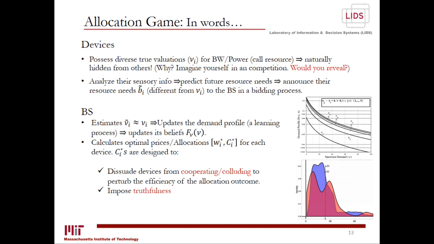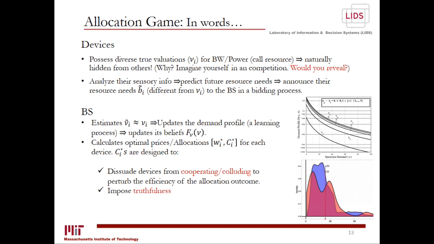Based on the estimated valuations and the received demanded bandwidth, the demand profile is updated through a learning process. And finally, the beliefs are updated. And we need the beliefs, as we will see later on. I will give the details of how these are done. And finally, we calculate the optimal prices.